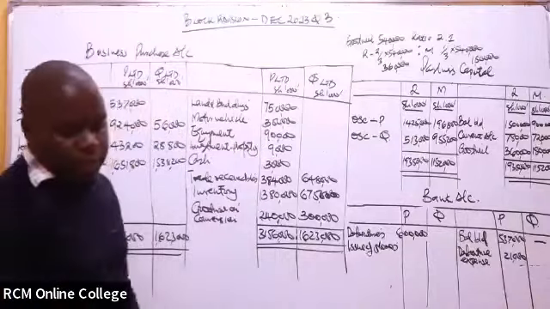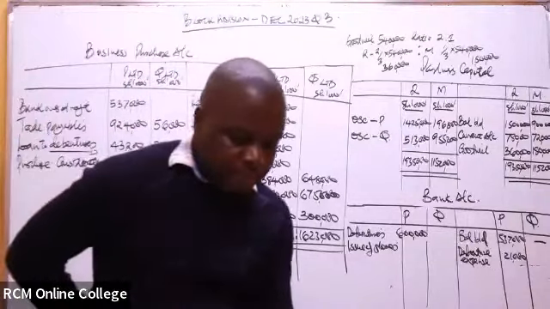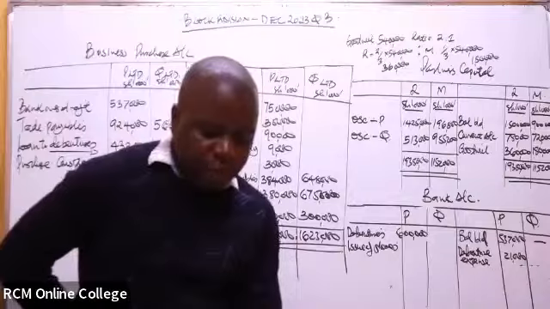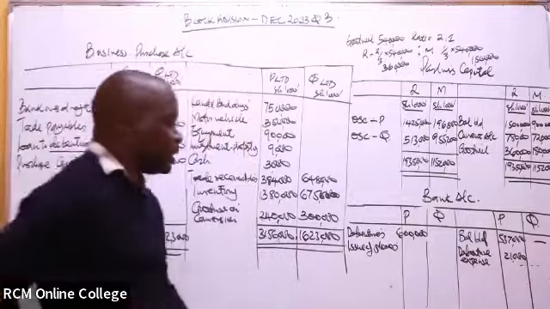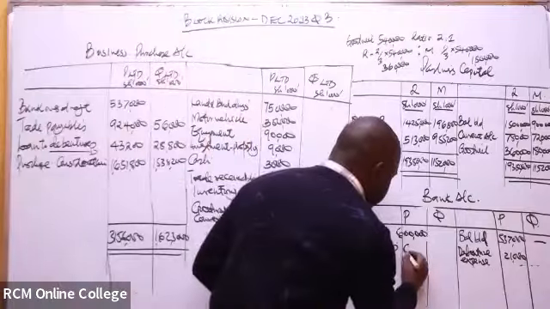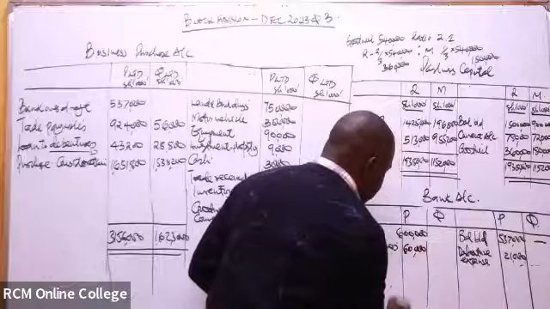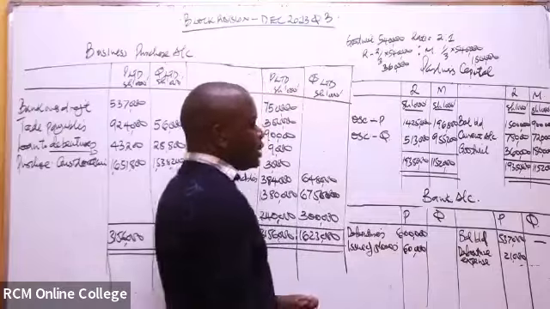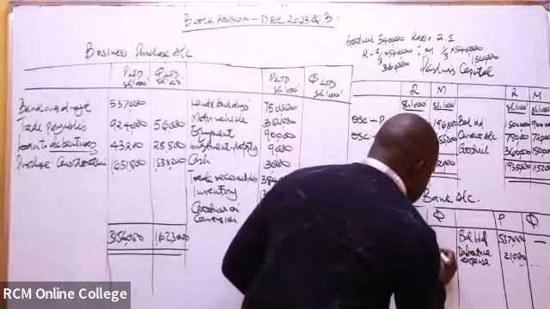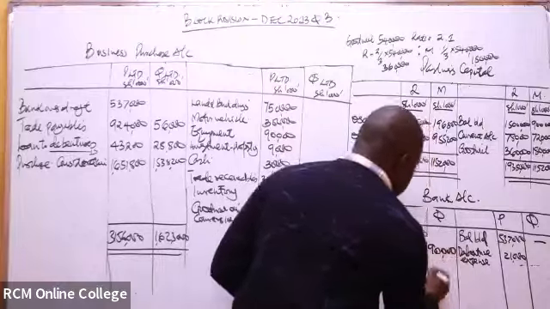So they actually sold 3 million in P Limited and 4.5 million in Q Limited. So 3 million times 20, you get 60 million. So it will be 60 million. And 4.5 million times 20, you get 90 million. So in this one, they got 90 million.